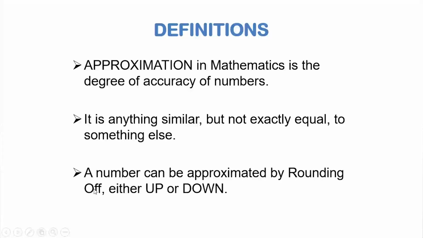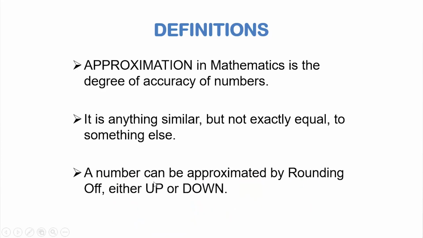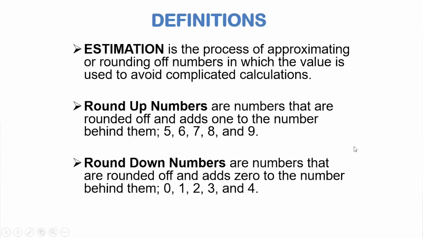To round off, when we start to look at some numbers on the board, I will explain to you. But to round off means that a number will have to disappear, either disappear completely or turn to zero. A number will become insignificant so that the number before it can gain or remain the same way it is. So a number can be approximated by rounding off, either rounding the number up or down. So we have something like rounding up and rounding down. You will understand that in the next slide.